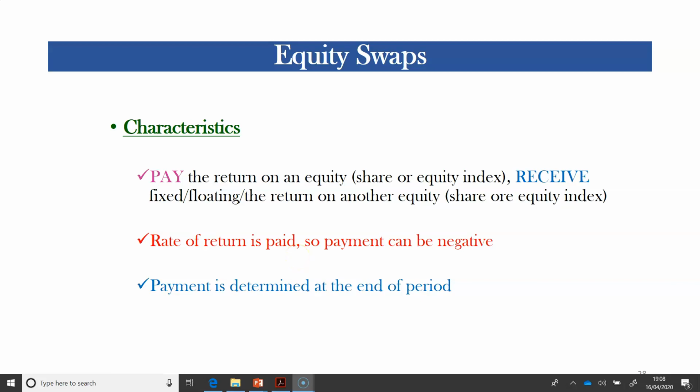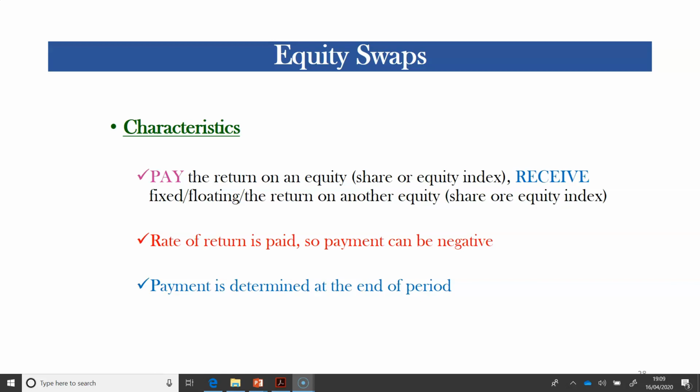Another difference is that in an equity swap, the upcoming payments are never known. The upcoming payments, both fixed and floating, on currency and interest rate swaps are known in advance. The equity return is known only on the day of the settlement.